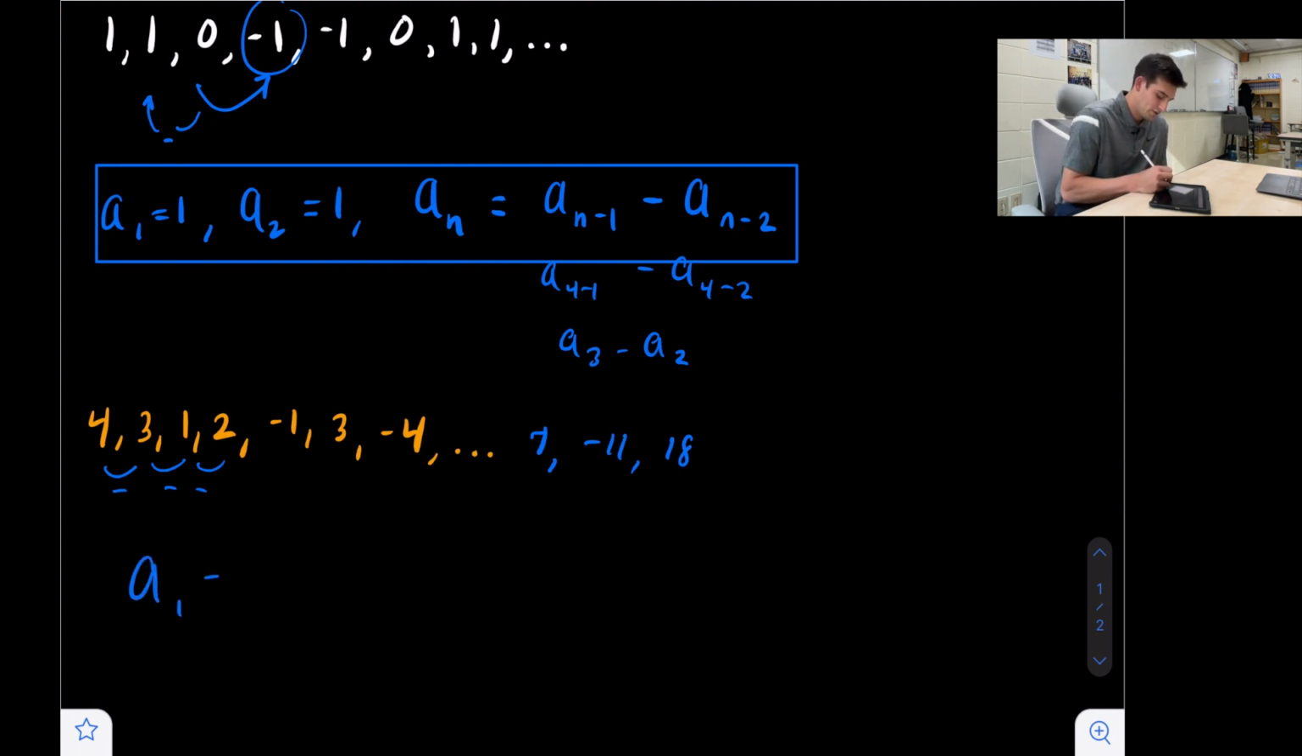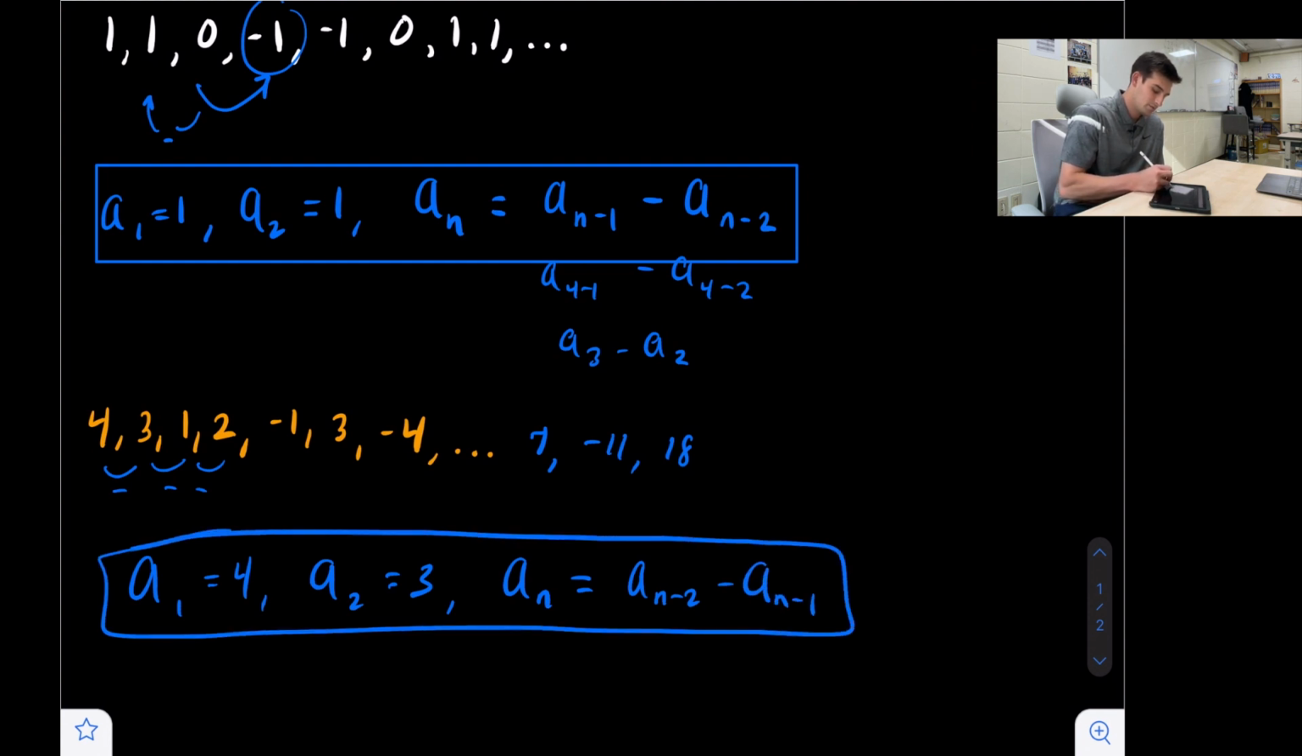Once again, we have to know what the first two terms are. So a sub 1 equals 4 and a sub 2 equals 3. And now we can write our recursive rule. Now this one is almost exactly like the one we just did, but we are now subtracting the term 2 previous minus the 1 previous. So we want to say a sub n minus 2 minus a sub n minus 1.